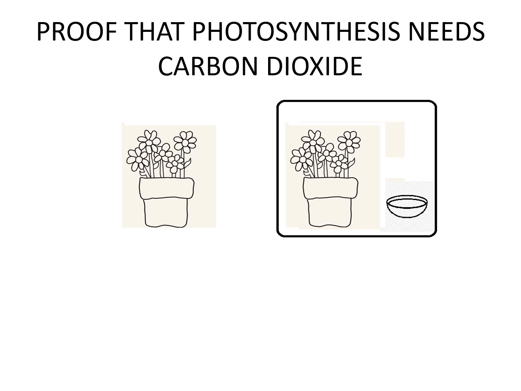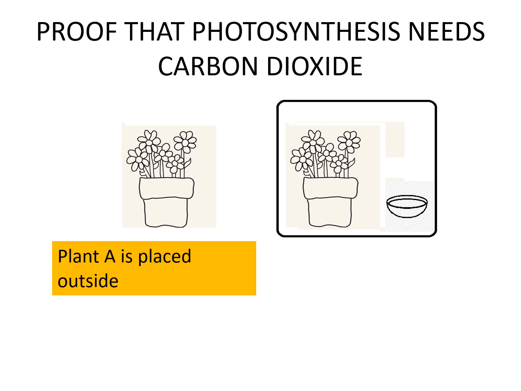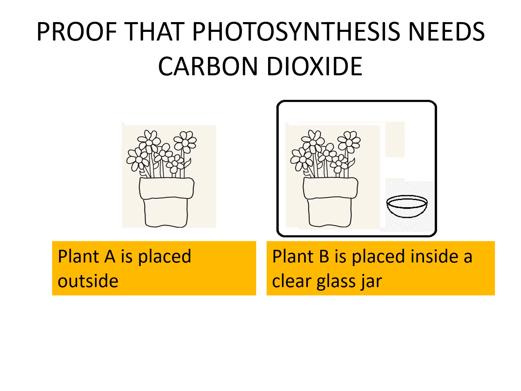What about carbon dioxide? Let's look at another experiment to prove that plants need carbon dioxide too to do photosynthesis. Okay, let's take plant A and plant B. Plant A is placed outside while plant B is placed inside a clear glass jar. A clear glass jar means that this plant B will get sunlight but will not get any carbon dioxide from the outside. Okay, and inside the clear glass jar, we also put calcium hydroxide.